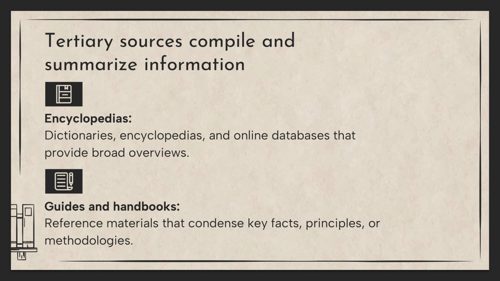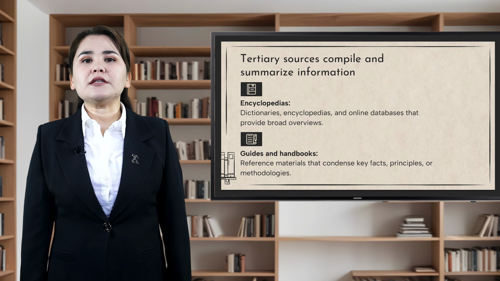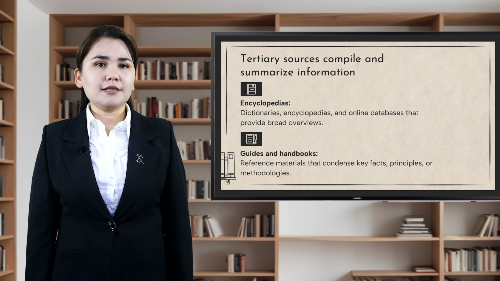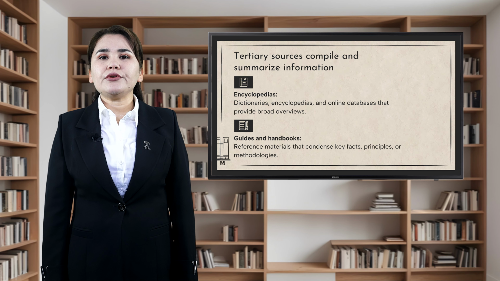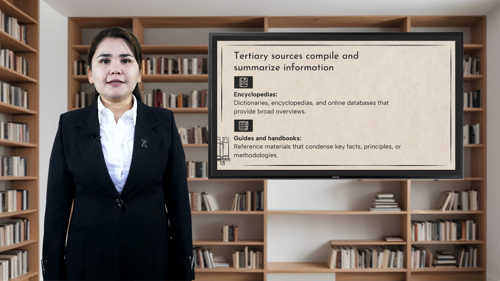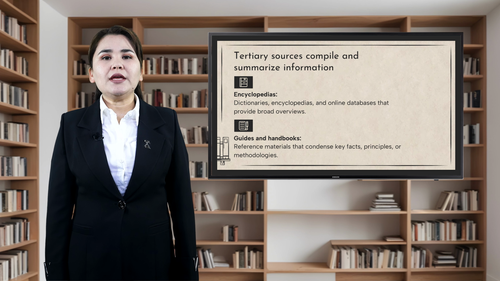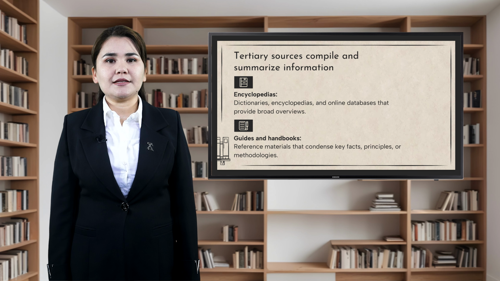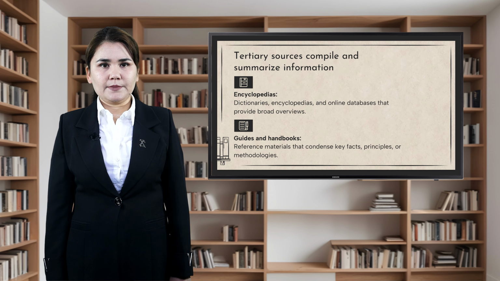Let's observe some tertiary sources. As we know, tertiary sources compile and summarize information from primary and secondary sources. These include encyclopedias, guides, and handbooks. What are the encyclopedias? These are dictionaries, encyclopedias, and online databases that provide broad overviews. When we talk about guides and handbooks, we can have the data about reference materials that condense key facts, principles, or methodologies.